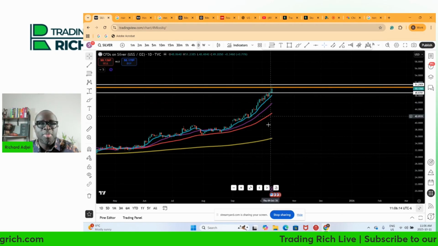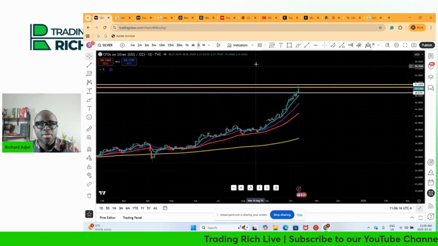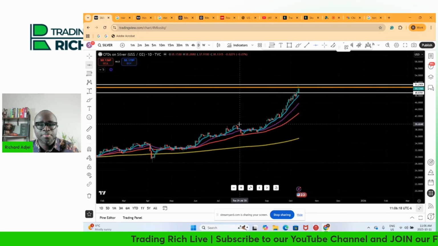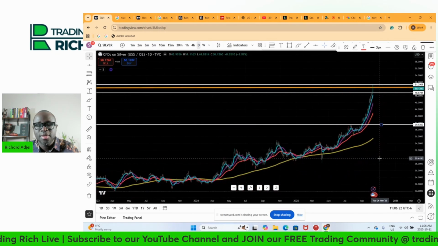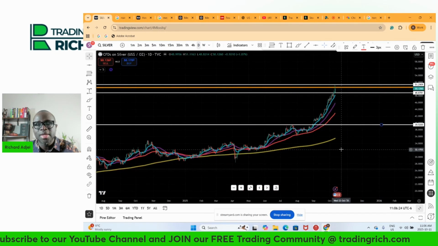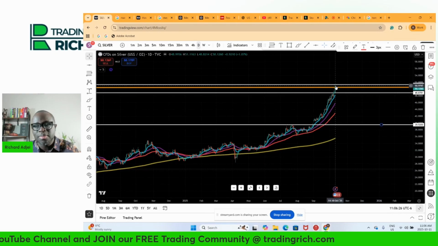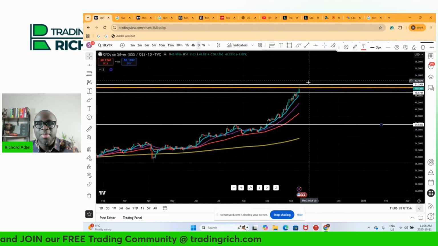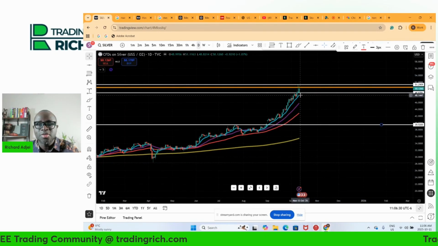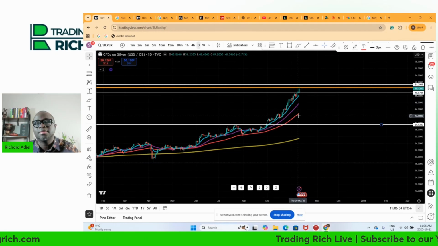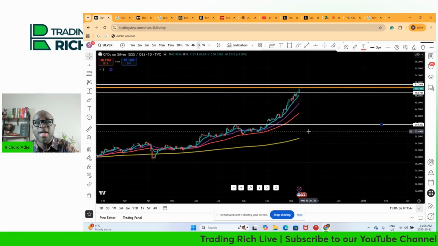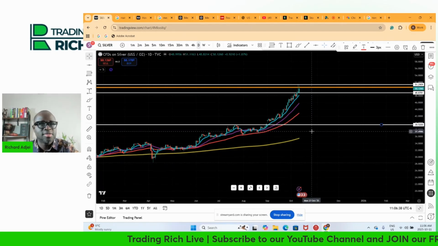And if the pullback is really intense, we can come somewhere here, $39. I don't know if it will come all the way here, but that is a possibility. What I'm targeting is at least from here to here: first profit target, second profit target, and third profit target. I'm going to use the moving averages as my profit targets for this. That's as simple as that.